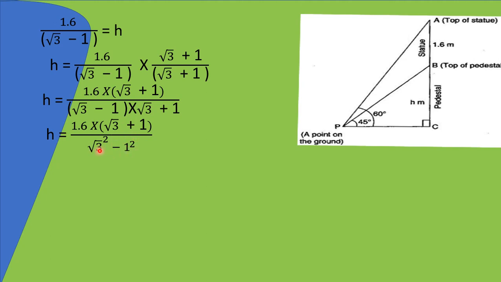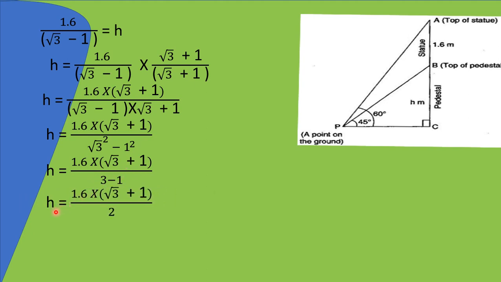Now root 3 square is 3. So we get 1.6 into root 3 plus 1 upon 3 minus 1, and the denominator becomes 2. So we have the height of the pedestal as 1.6 into root 3 plus 1 upon 2. And now this 2 divides 1.6, and we get 0.8 into root 3 plus 1.